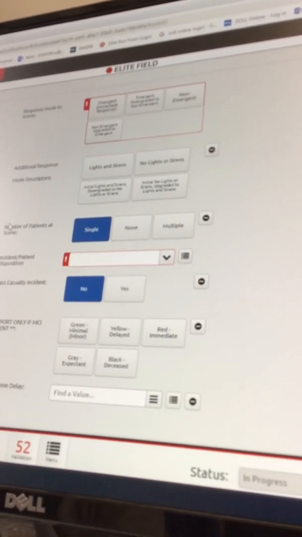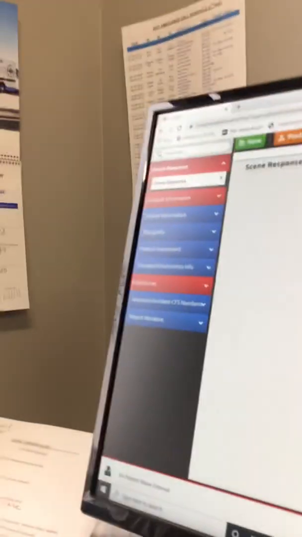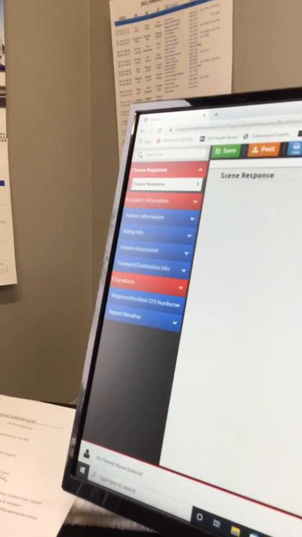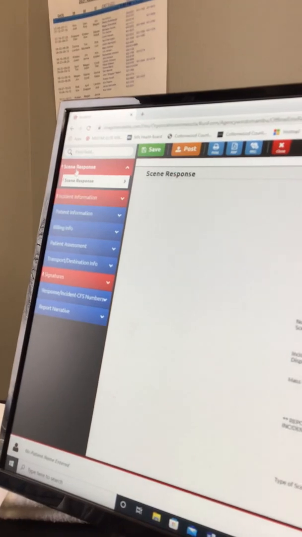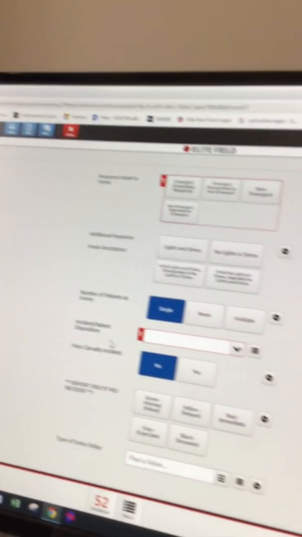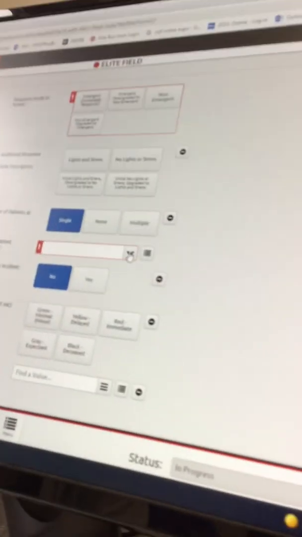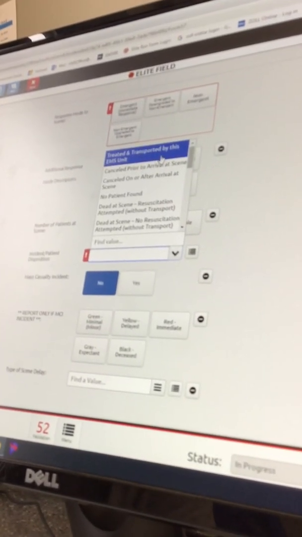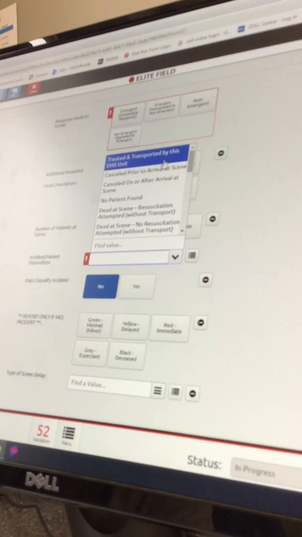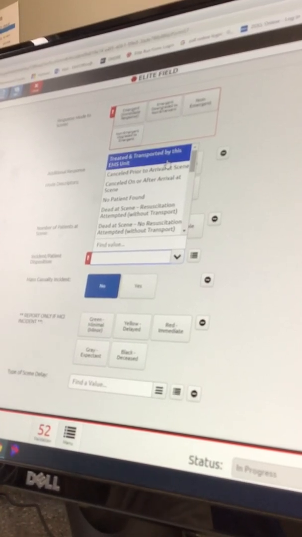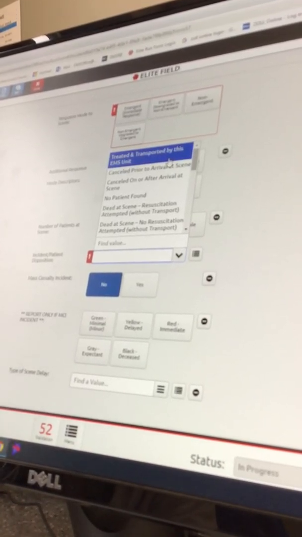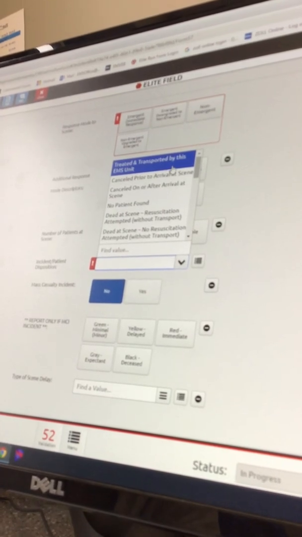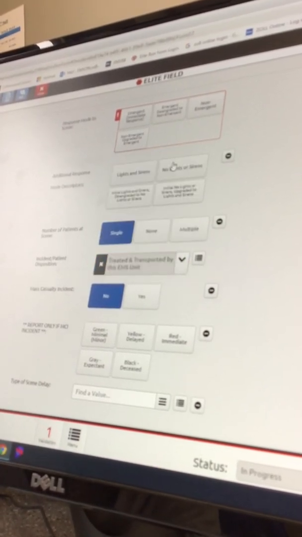The first one is under scene response. And when I say that, it's on the left-hand panel. Down here under incident patient disposition. This is where we're going to still continue to put treated and transported by this EMS unit. That would be our rig with the flight crew staff. So that's pretty self-explanatory yet.